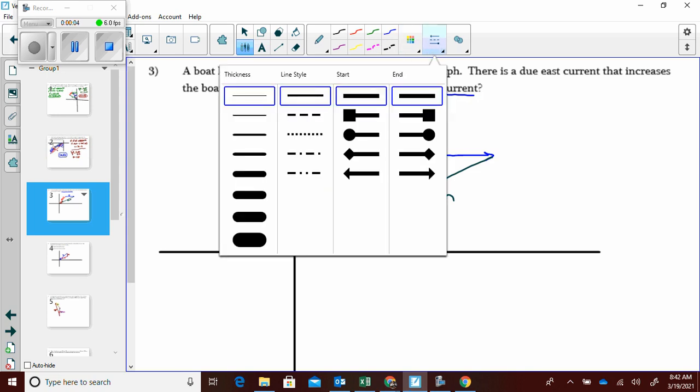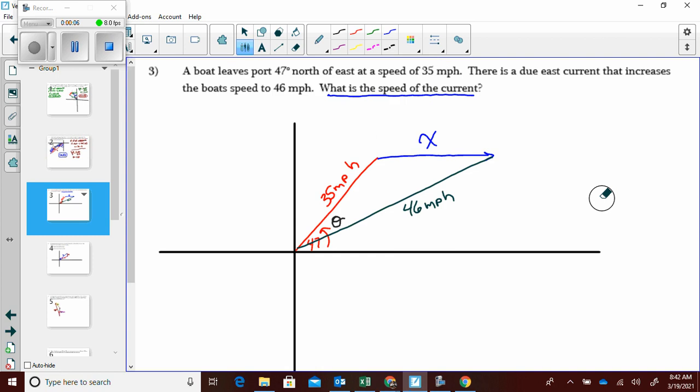Okay, guys, this one here is much more complicated than the others because we are looking for the speed of the current. Here's a directional, but it doesn't ask for this, so we don't really need to do this. We don't really need to solve for this theta, okay? We don't need that.